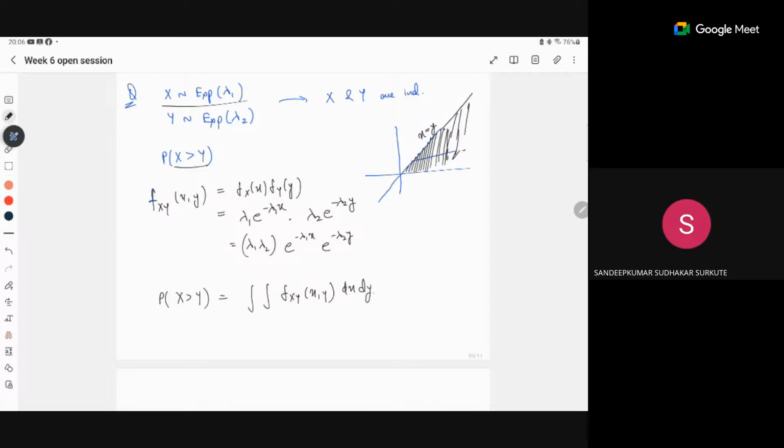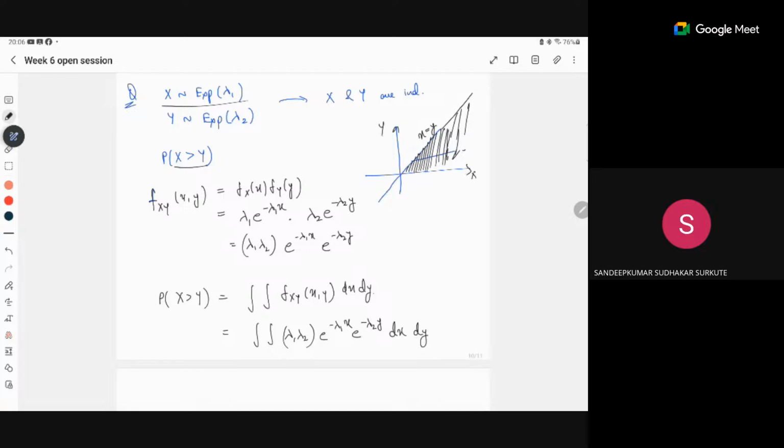Let's say I first, so what is my fx? Fx is lambda 1, lambda 2, e to the power minus lambda 1 x, e to the power minus lambda 2 y, dx dy. So suppose we go and integrate first with respect to x. So if I want to integrate first with respect to x, what will we do?